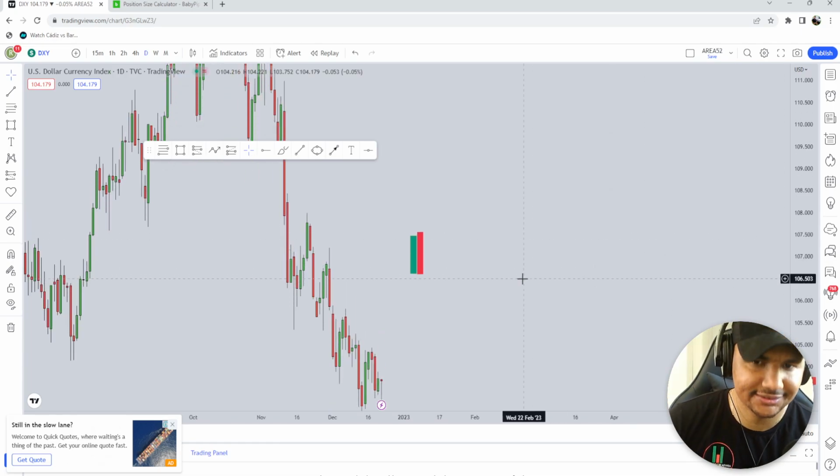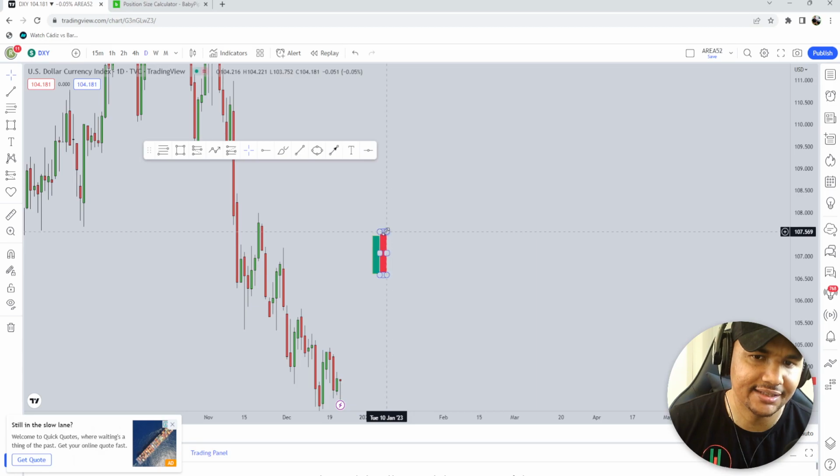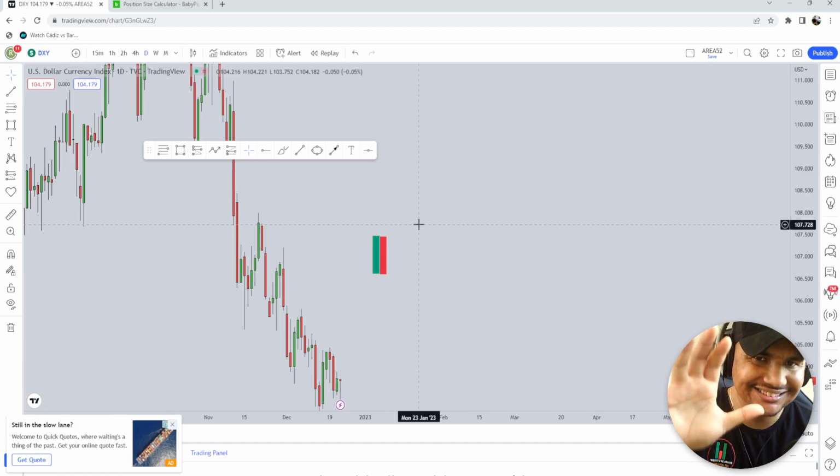Now, what is market structure? Market structure is the flow of the market. It tells us which way the market wants to go. How is market structure created? Market structure is created when you get a green candle printed next to a red candle. That is called market structure.